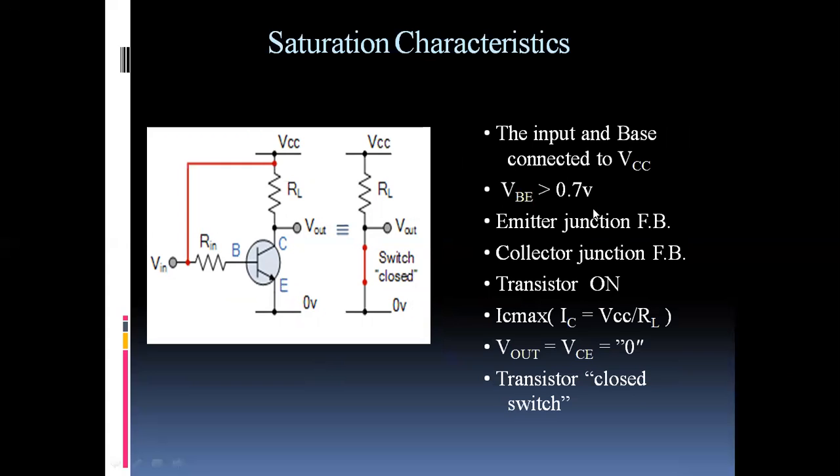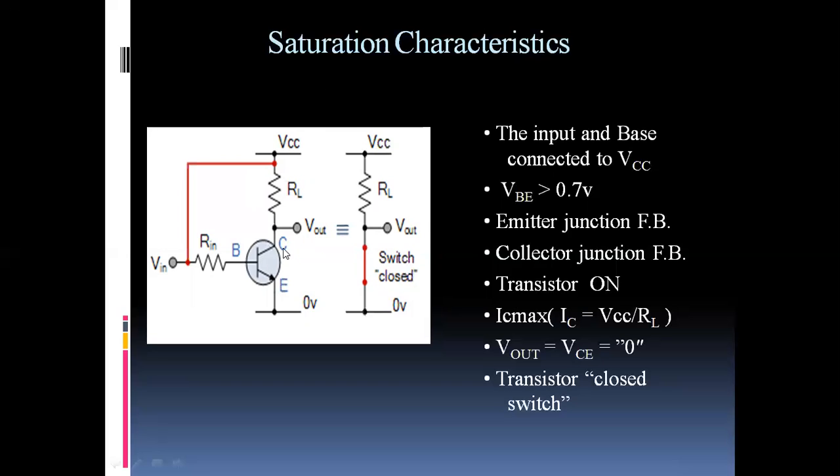We maintain the VBE value greater than 0.7 volt, forward biasing the emitter junction and forward biasing the collector junction, and because of this the transistor goes into saturation operation. Because of this condition, we are operating the transistor as on, meaning the transistor becomes on. Since the transistor is on, it is operated in the saturation region.